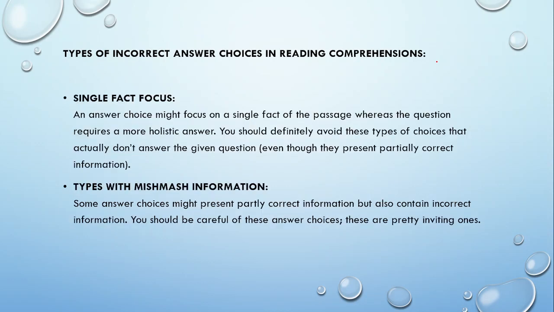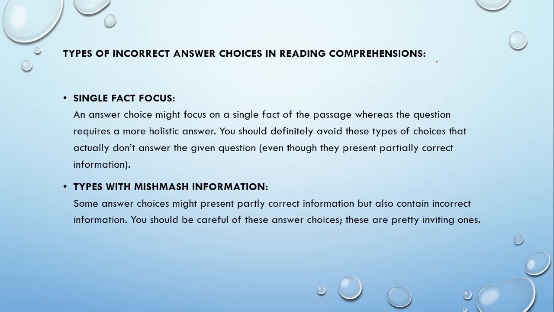Single fact focus. An answer choice might focus on a single fact of the passage, whereas the question requires a more holistic answer. The question is expecting a broader answer, but one of the options gives only a partial answer. Although it is correct, the answer is only partial. You cannot go with that option. You have to look for the holistic answer.